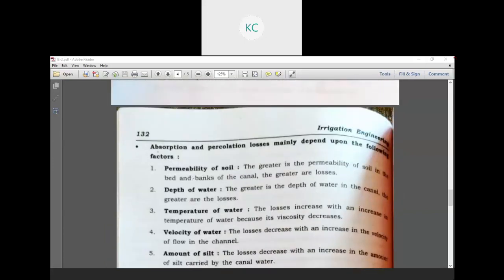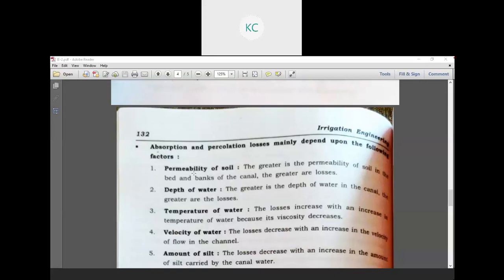Absorption and percolation losses mainly depend upon the following factors. કે જે absorption losses છે અને જે percolation losses છે એ mainly depend upon the following factors. The first is permeability of the soil. The permeability of the soil એટલે કે તમારી સોઇલમાં જેટલા બી voids વધારે અવેલેબલ હોય બરાબર, તો એટલી તમારી જે percolation losses છે એ વધે. The greater is the permeability of the soil, the greater are the losses.